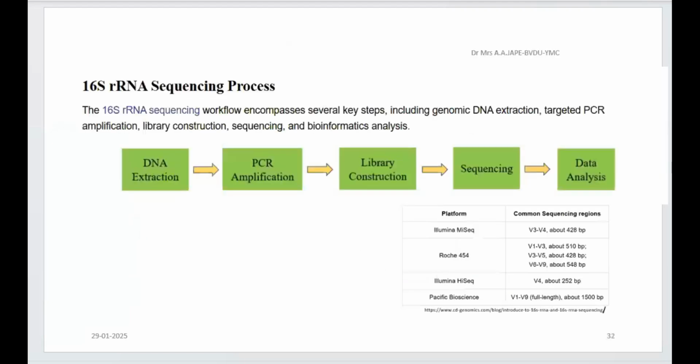Let's see here, 16S rRNA sequencing processes, right? So you have DNA extraction that is to be done, then DNA to be extracted. Now when I say DNA extraction, PCR amplification, library construction, sequencing and data analysis, these are the major steps. But when it comes to DNA extraction, and you are talking about 16S rRNA sequencing, how to start?